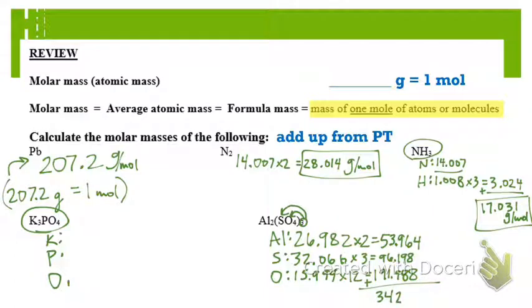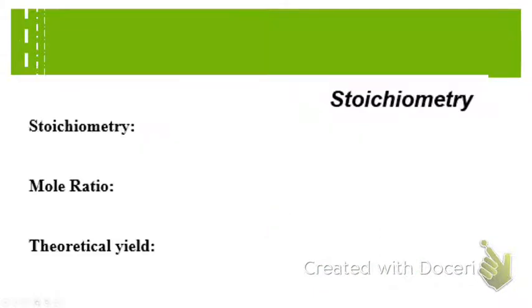Gets us a final mass of 342.15 grams per mole. So make sure that you do that potassium phosphate example. Like I said, should be 200 something. So that's molar mass. We've done it before.